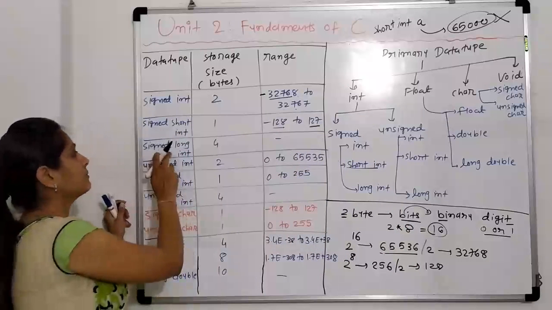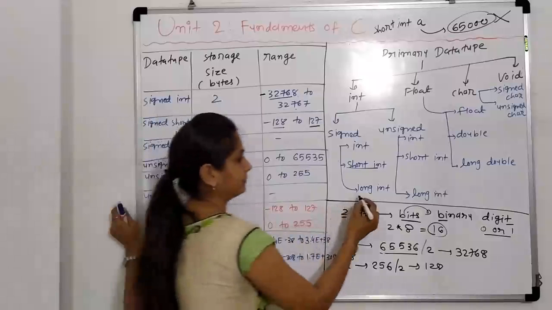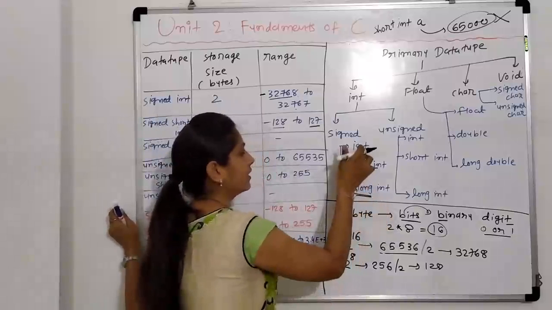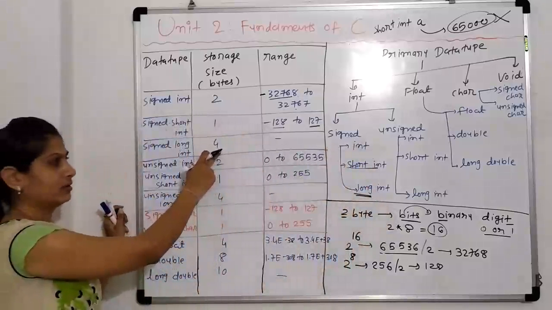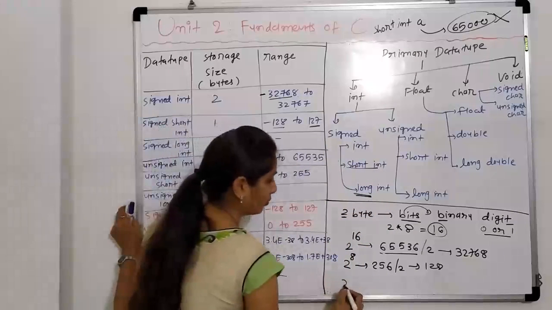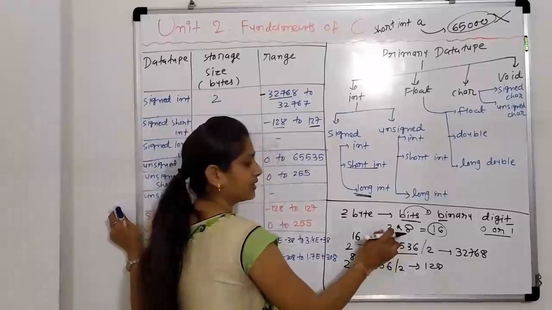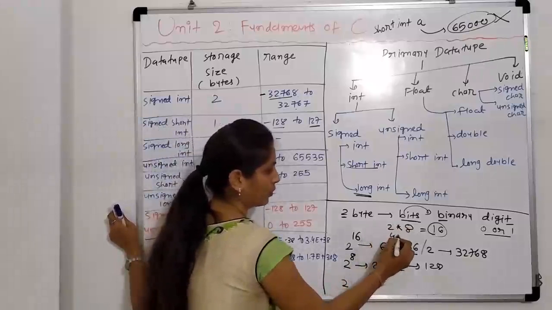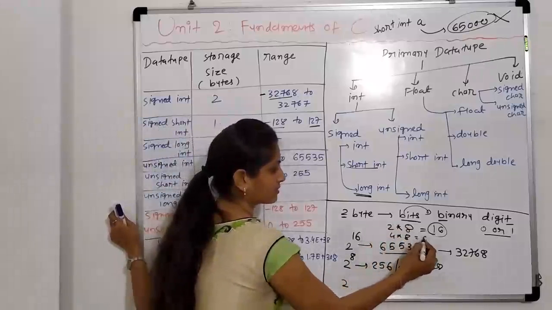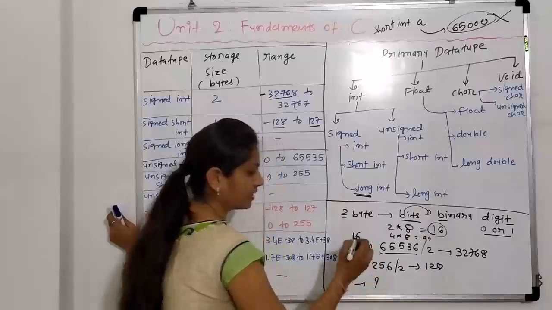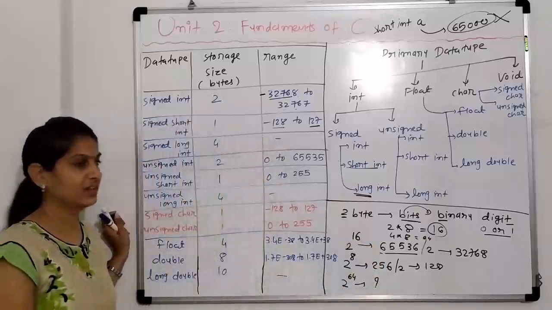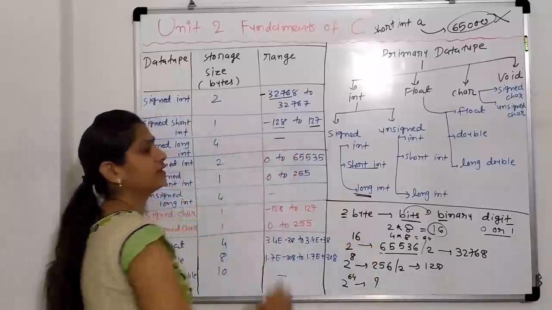Clear? Similarly, long integer. Now integer is 2 bytes and long is how many? 4. So it is nothing but 2 raised to how many times we have to do? 4 into 8, that is 64. So 2 raised to 64, and the number is so much bigger. So here I have indicated it with a dash line.